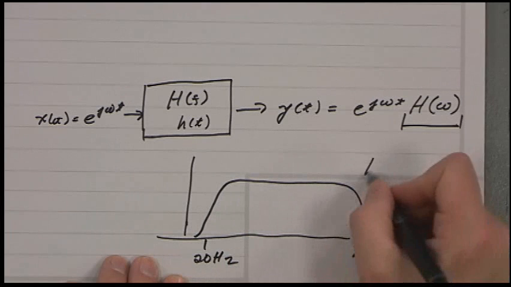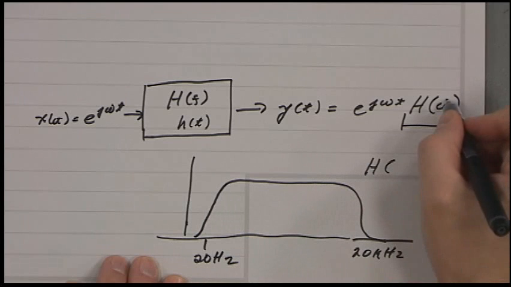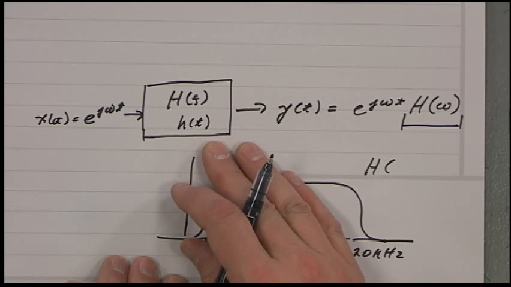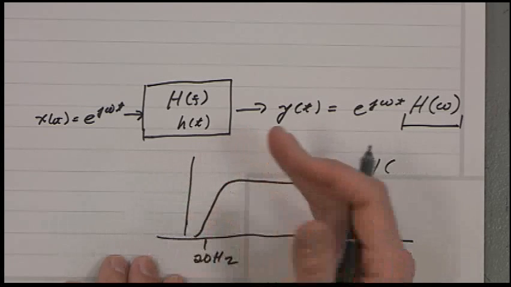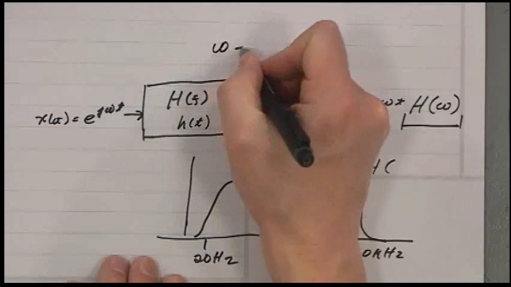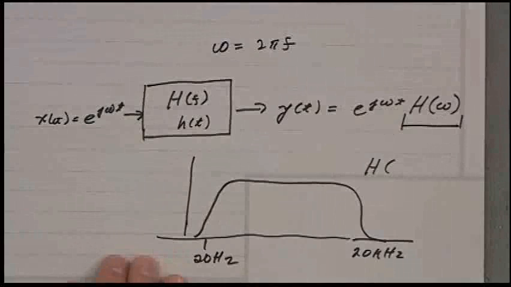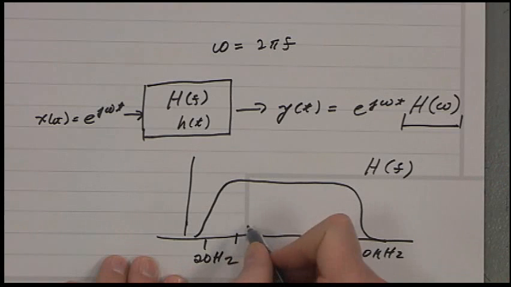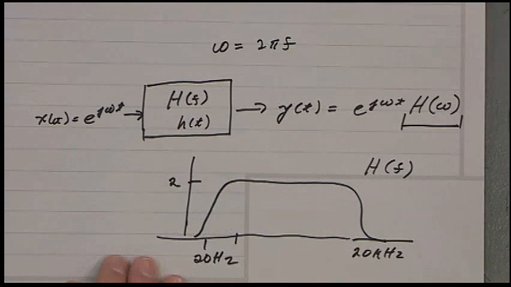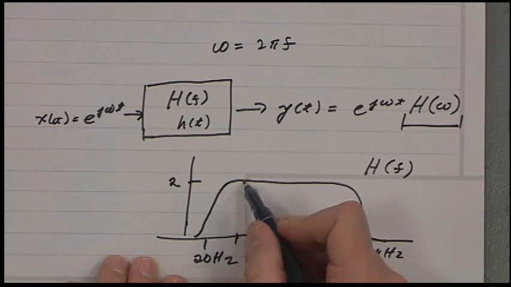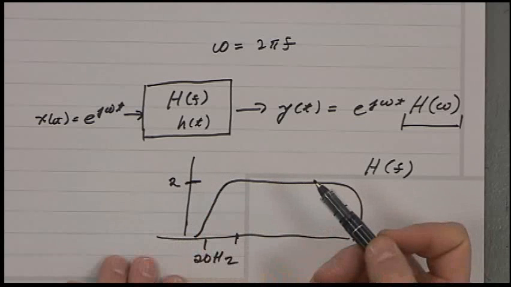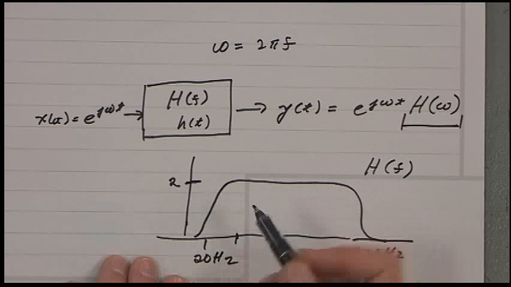So what does this function mean? Oh, this is H of f. I spontaneously switched from f's to omegas. I do that accidentally, okay? Omega is equal to 2 pi f. So this is going to be H of f, right? So if I put a frequency in here, and this is equal to 2, okay? If I put a frequency in here with an amplitude of 1, what's the amplitude going to be on the output? 2. This is the gain, right? And of course, it's a complex number, so it has a phase also.